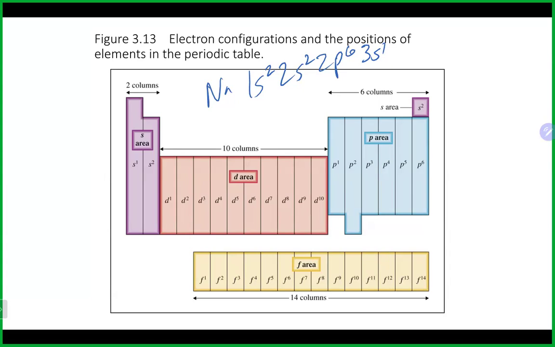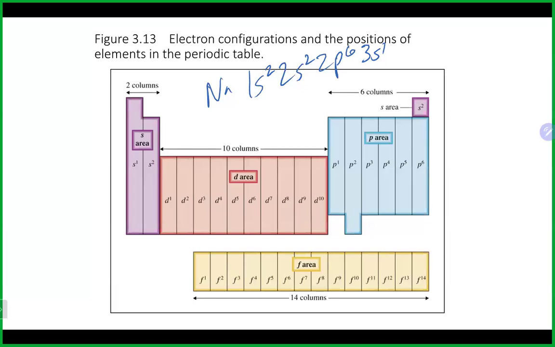If I wanted to do sulfur, which we also did, right? 1s2 to helium, 2s2, 2p6, 3s2, 3p, 1, 2, 3, and 4. Yeah. You need to be careful.